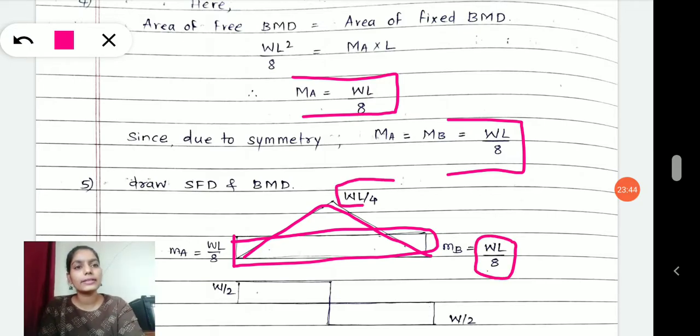The value at the fixed end is the highest bending moment. In the free simply supported beam, or free beam, simply supported beam, whichever you call, the maximum bending moment will be WL by 4, right? And this is the shear force diagram.